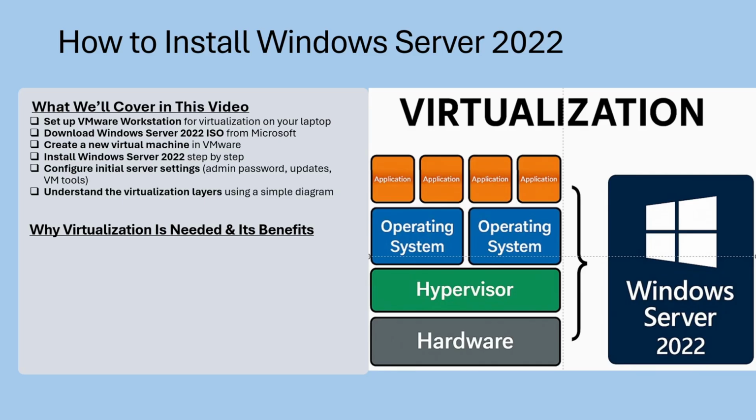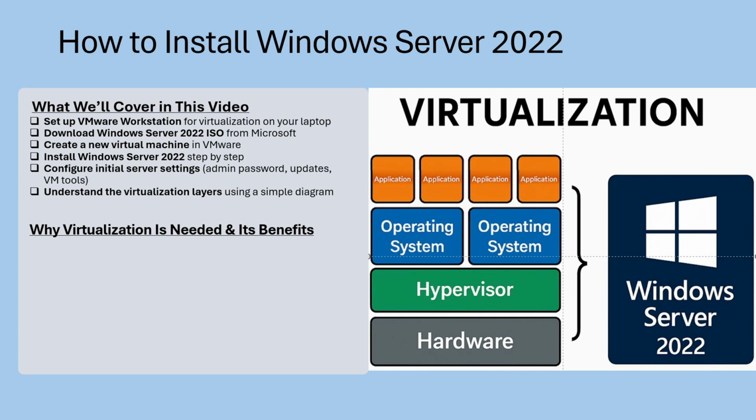What we'll cover today, as we can see on the left side of the screen, to help us install our Windows Server 2022: first we're going to set up VMware Workstation for virtualization on your laptop, and then we will download the Windows Server 2022 ISO from Microsoft. We're going to create a virtual machine in VMware on our laptop. We will install Windows Server 2022 step by step. We'll configure the initial server settings for that installation. And we'll take some time to quickly understand this virtualization layer that we're using to install Windows Server 2022.